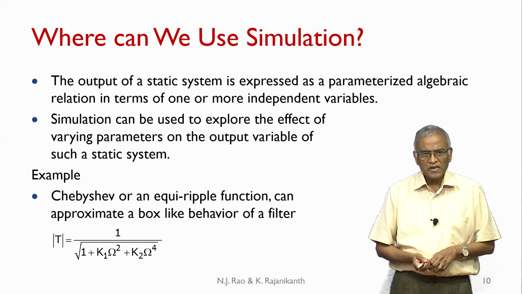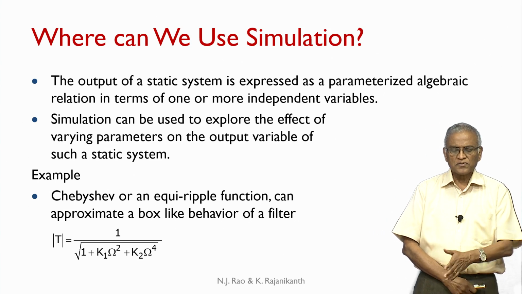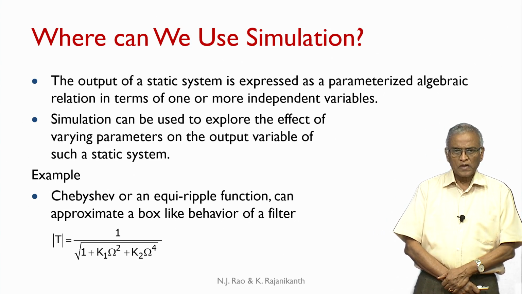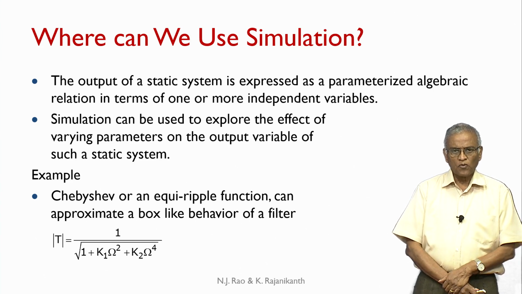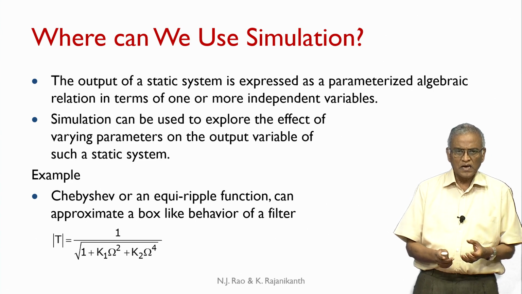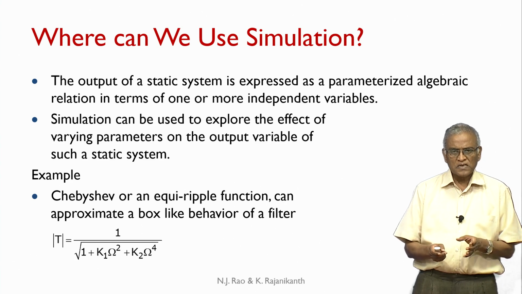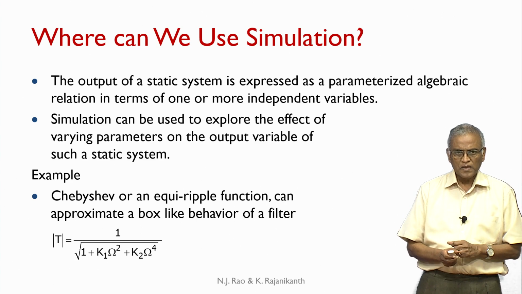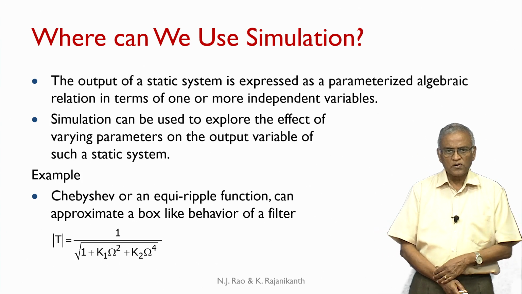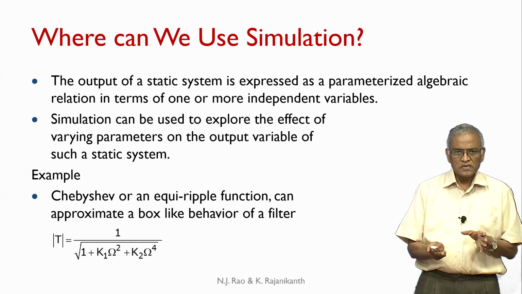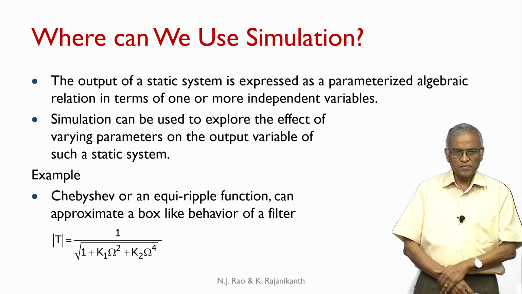And where can we use the simulation? Let us say you take now courses. There are two types of systems that we deal with. One you may say a static system, the other is a dynamic system. A static system is expressed as a parameterized algebraic relation in terms of one or more independent variables. Simulation is used to explore the effect of varying parameters on the output variable of such a static system. Take the example here.